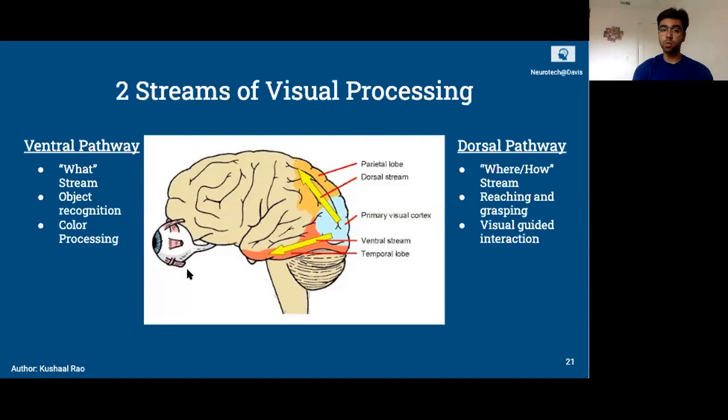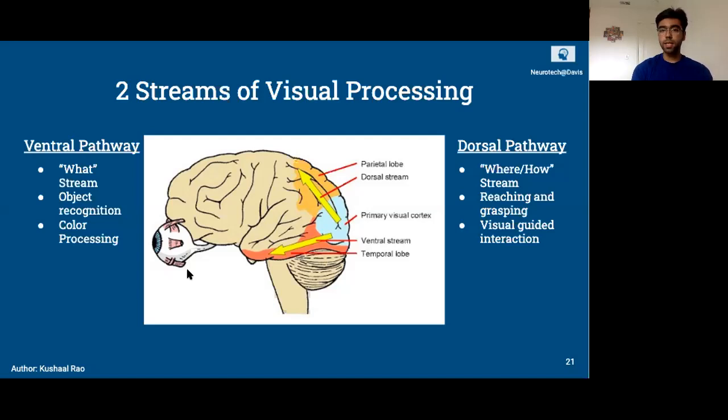It's often called the what stream. So when you look at an object and you're trying to recognize what it is, classify it into a category, or group it with similar objects, you are using the ventral pathway in visual perception. Also, color is processed in this pathway. And then you also have the dorsal pathway.